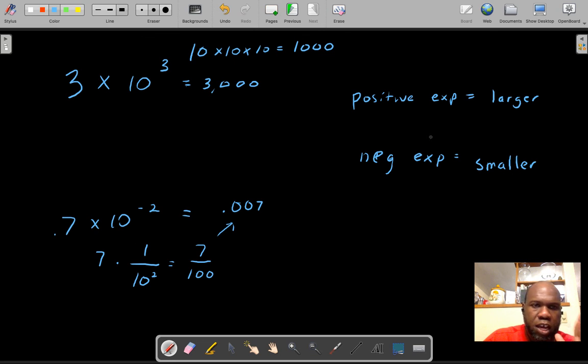So again, like I said, with a positive exponent, 10 to the power of 3 times 3, it's 3 spaces over to the right. Then when we have a negative 2, that means we're going left, before the decimal point for the number, and we're going left that many spaces. Hopefully you get this.